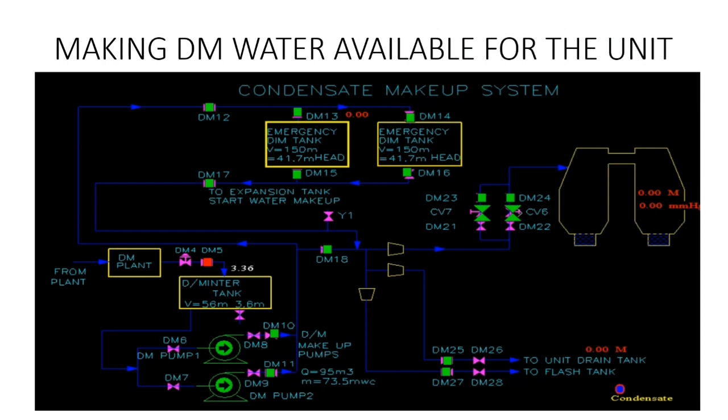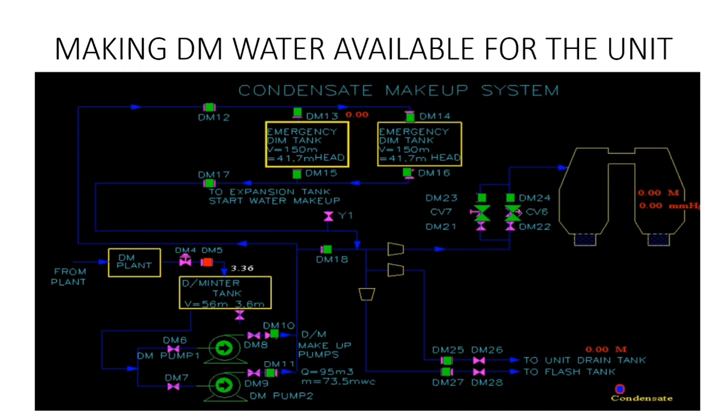You have a DM5 valve coming from the WT plant. Then there is a DM intermediate tank. After the DM intermediate tank, you have got 2 DM makeup pumps. Out of 2, we can start both of them or we can start one of them. The discharge of the DM makeup pump goes directly to the overhead DM emergency tanks.